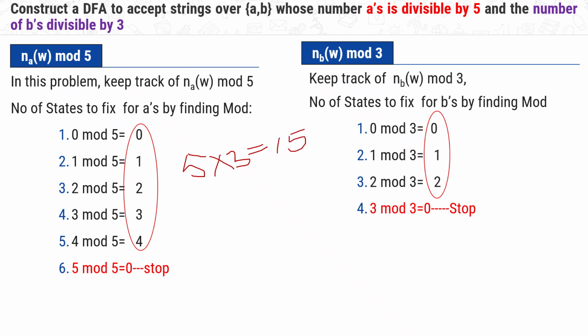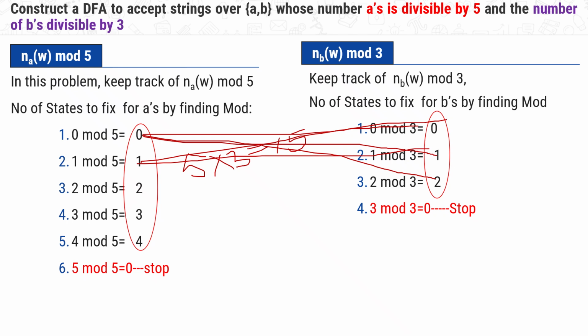15 states if you combine these two. So now, how to make the Cartesian product? That means 0 versus 0, 0 versus 1, 0 versus 2, okay, 1 versus 0, 1 versus 1, 2 versus 2. So like that you can make a pair, right? I'll show you how to make the pair of states, okay?